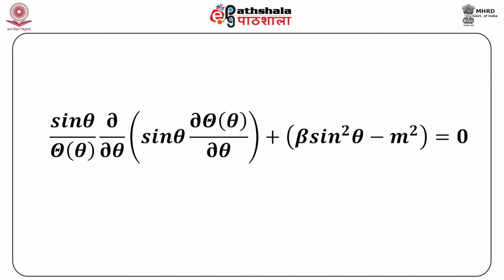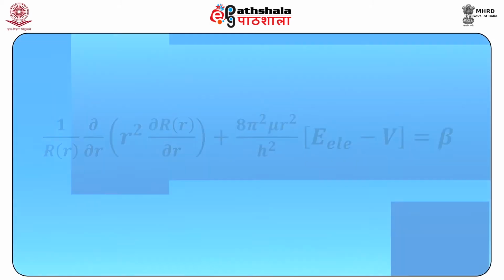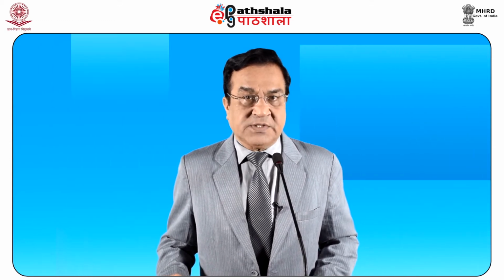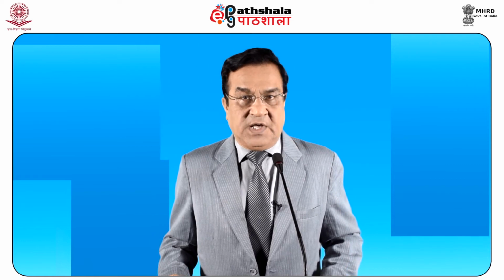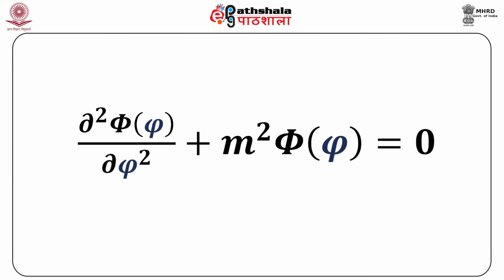Now one can see that the theta equation depends on theta, the phi equation depends on phi, and the radial equation depends on r. Therefore we can now solve each one of these equations one by one. Let's first focus on the solution of the phi equation. If we rearrange it, del 2 Φ by del phi squared plus m squared Φ is equal to 0. So this is the phi equation.